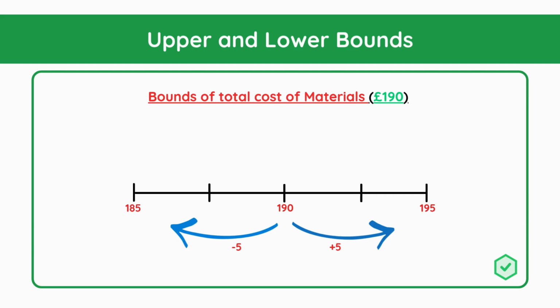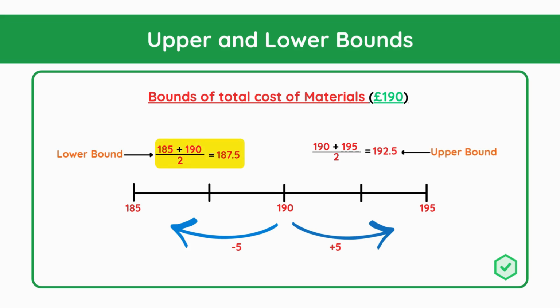The lower bound is the midpoint between 185 and 190. 185 plus 190 divided by 2 equals 187.5. The upper bound is the midpoint between 190 and 195. 190 plus 195 divided by 2 equals 192.5. So the lower bound of the cost of materials is 187 pounds and 50 pence and the upper bound is 192 pounds and 50 pence.